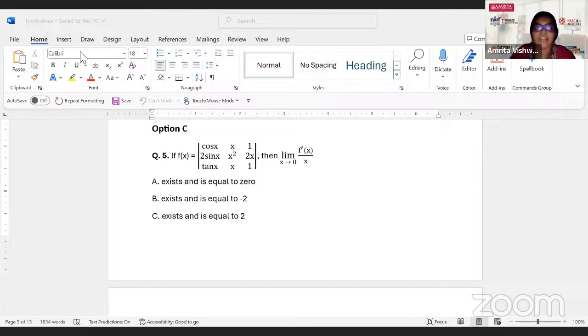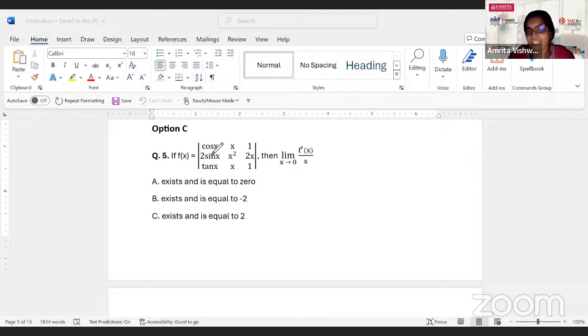Given that f of x is equal to, it's a 3 by 3 matrix, cos x, x, 1, 2 sin x, x square, 2x, tan x, x, 1. Then limit x tends to 0, f dash of x by x is. We need to find out whether it exists. That is one question. And what value it is equal to, whether it is equal to 0, 1, 2, or minus 2. That's what you have to find out.